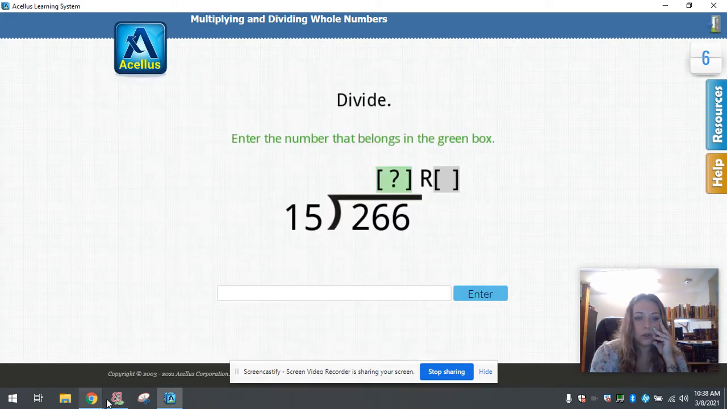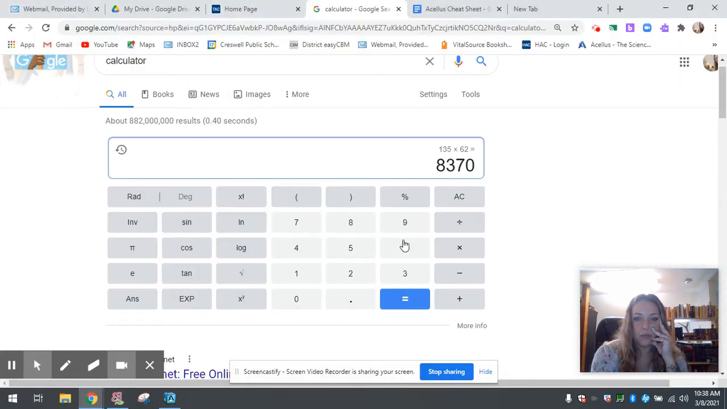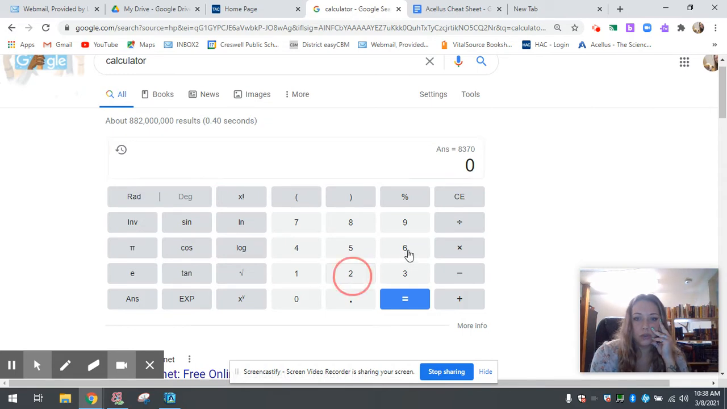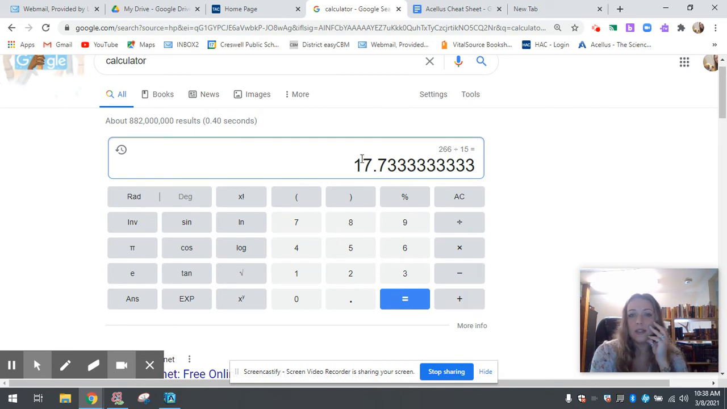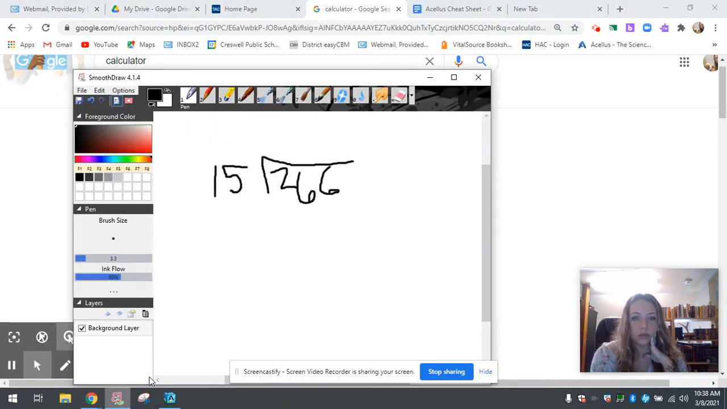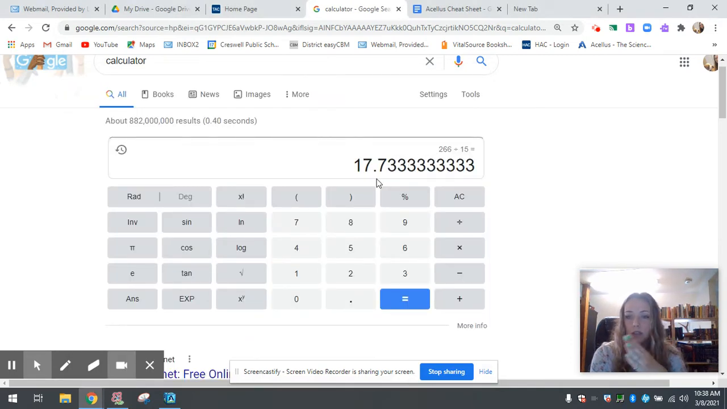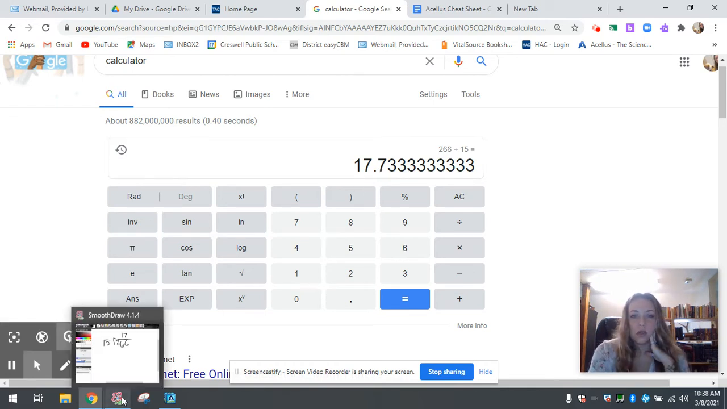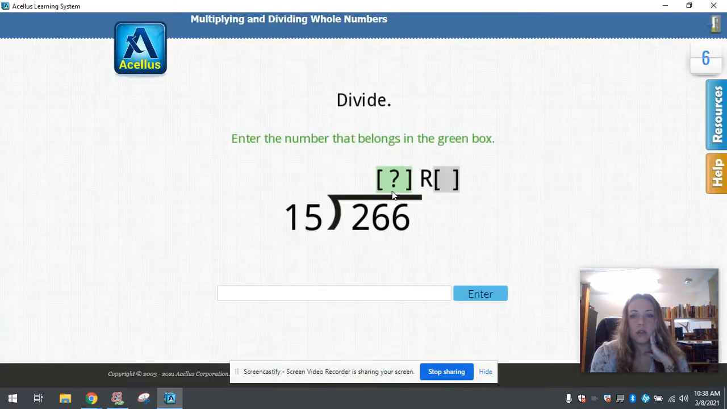Okay, so on our calculator, we'll go 266 divided by 15 equals, we get 17.733333. Our whole number is what we keep for what we would write here, like the first screen box, and that decimal is the remainder, but since it's written as a decimal, we're going to have to write it differently. So the number that goes in the green box is the 17.